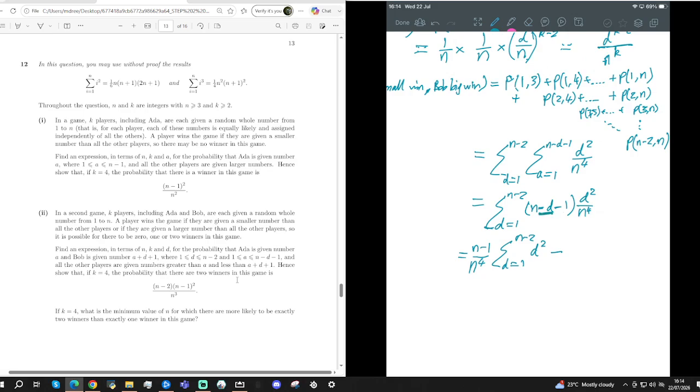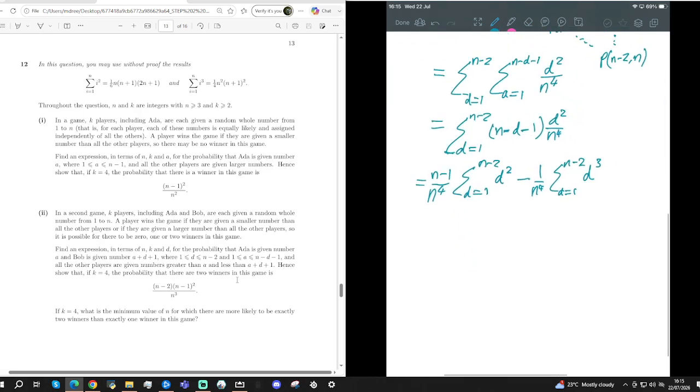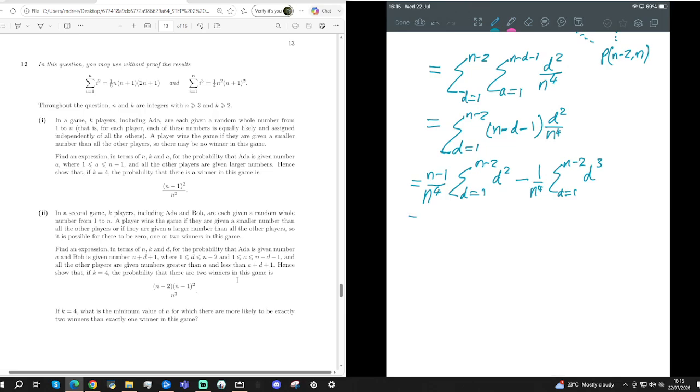the term here, which is 1 over n to the 4 sum of d equals 1 to n minus 2 of d cubed. So I've got my three terms, and I've simplified what exactly I'm summing over in each of those cases. So let's do the summations. n minus 1 over n to the 4 times the sum of d squared. So that's the sixth. So I'm going to put a 6 over here.